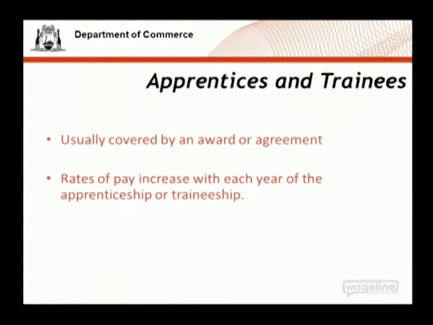Their rates of pay will increase with each year of the apprenticeship or traineeship. So everyone who works in an apprenticeship or as a trainee, at their anniversary date, their rate of pay will go up slightly per week.